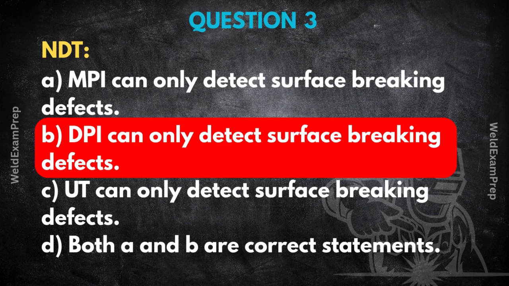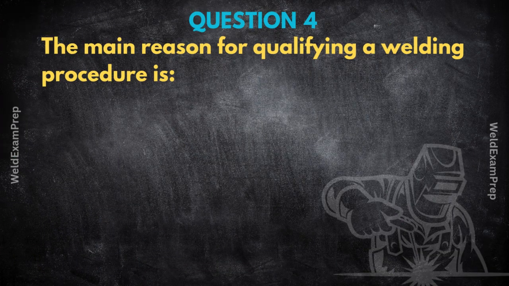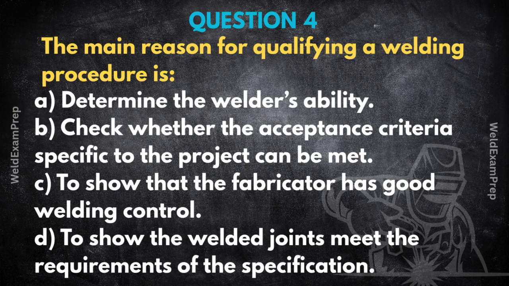Okay, so finding defects is vital. But how do we make sure the whole welding process is set up correctly before we even start welding? Which leads us to procedure qualification. Question 4. The main reason for qualifying a welding procedure is: A, determine the welder's ability. B, check whether the acceptance criteria specific to the project can be met. C, to show that the fabricator has good welding control. D, to show the welded joints meet the requirements of the specification.